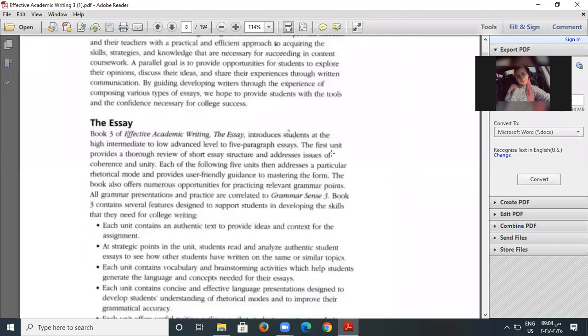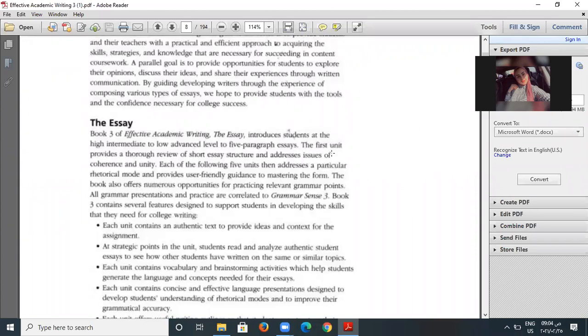So today we give an idea about the chapters that we are going to cover throughout the semester. Of course, we'll be talking about the essay. The essay here in this book introduces students at high intermediate to low advanced level to 5 paragraph essays. This book is called Effective Academic Writing.